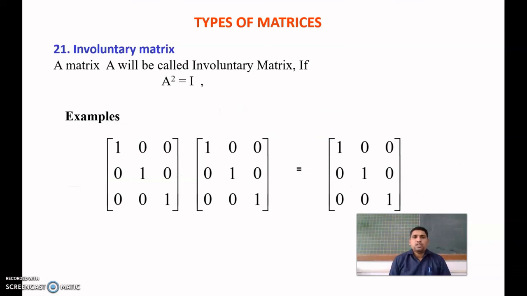Now, involutory matrix. When we square the given matrix, we get the identity matrix. That means our given matrix is an involutory matrix. So this is one example. This is our matrix A. When we multiply it with A, meaning A square, we get the identity matrix. So that means our given matrix A is an involutory matrix.